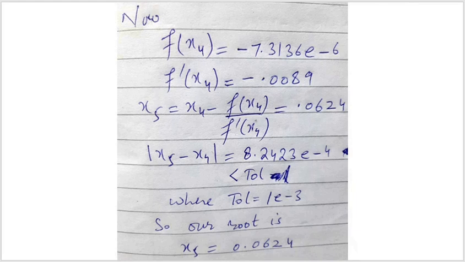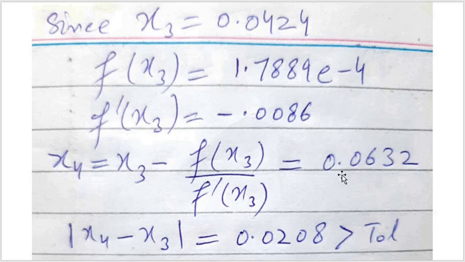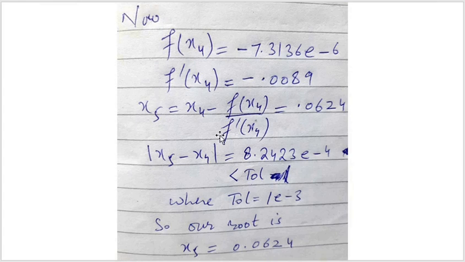So find out the next value. So now f of x4 is equal to this one, f prime of x4 is equal to this one, and x5 is equal to 0.0624. And students, what was the previous value? X4 was 0.0632 and now it is 0.0624. So students, if you simply find out the error, you have 8.2423 times 10 raised to the power minus 4. So you can see that you now have an error which is less than the tolerance.